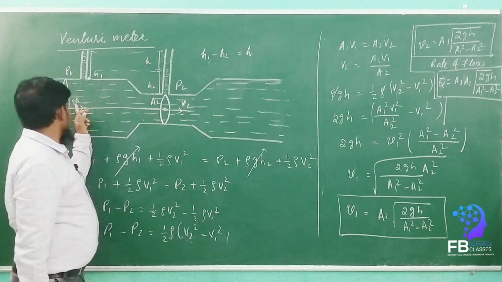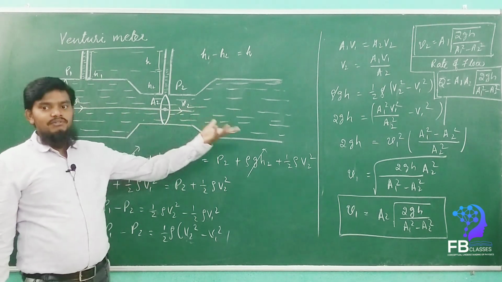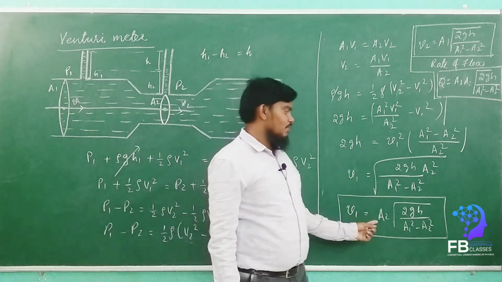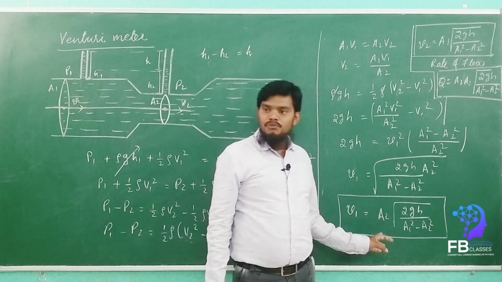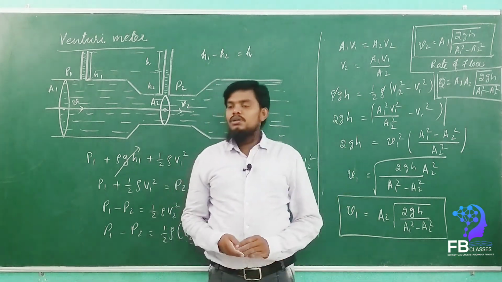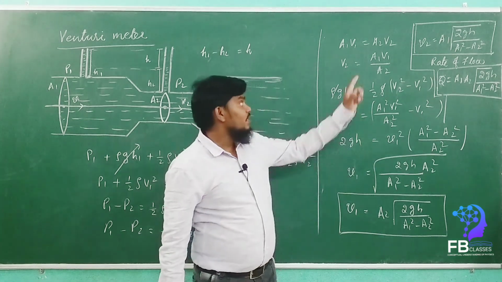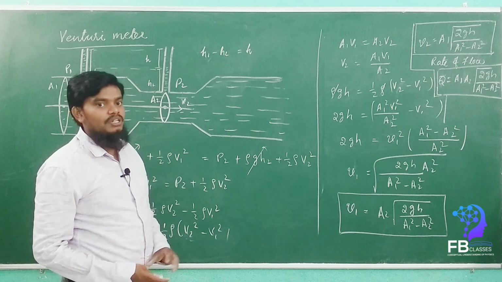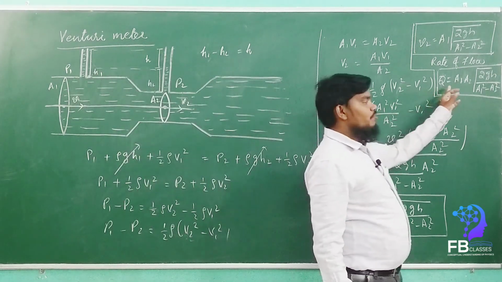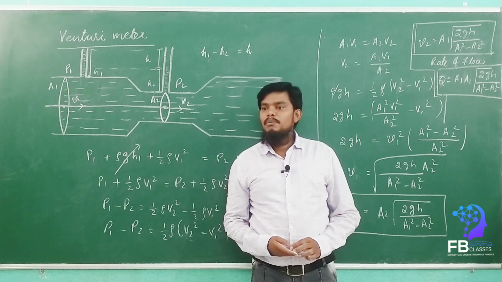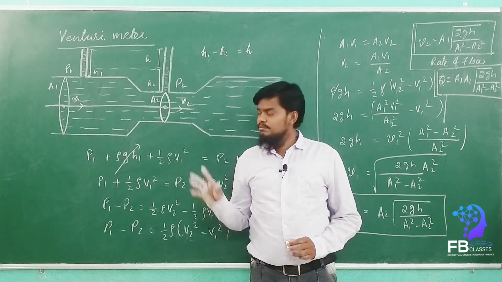So if you want V1 velocity and V2 velocity, we are able to find out. If you want V1, how much is it, my dears? V1 is equal to A2 upon A2 root of 2GH upon A1 square minus A2 square. If you want V2, V2 is equal to A1 root of 2GH upon A1 square minus A2 square. If you want the rate of flow, so rate of flow Q is equal to A1 A2 root of 2GH upon A1 square minus A2 square. Got it? It is very easy.